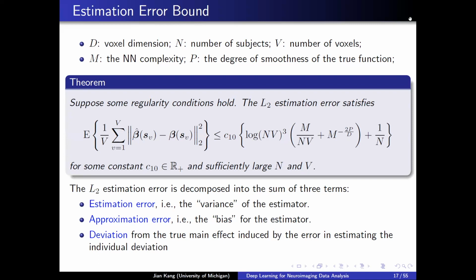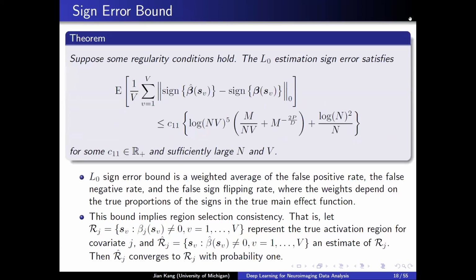In terms of these results, we decompose the algorithm into three components. One is the estimation, which concerns the variance of the estimator. Another is the approximation error, which is how well the neural network can approximate the true spatially varying coefficient. The third is the deviation, the individual deviation from the true main effect induced by error. As I mentioned, we also have the sign error bound because with the thresholding procedure we can automatically achieve sparsity, and then we can show the sign consistency, slightly different from the error bound.